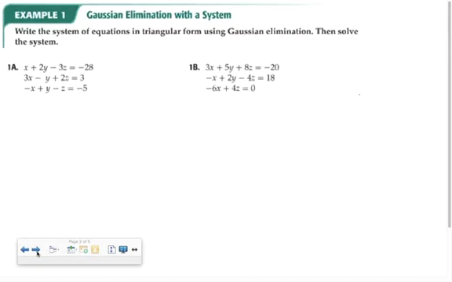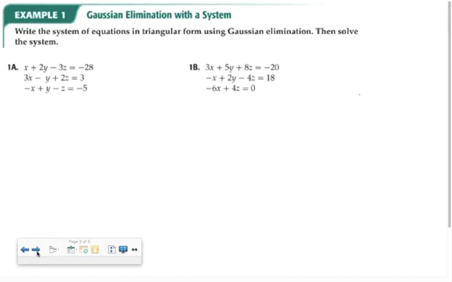So in example 1, it's asking us to write the system of equations in triangular form using Gaussian elimination. So what we're aiming for is, as I mentioned earlier, the first equation to be in 3 variables with a leading coefficient of 1, the second equation to be in 2 variables with a leading coefficient of 1, and then the last equation to be just z equals a number. So how will I achieve that?